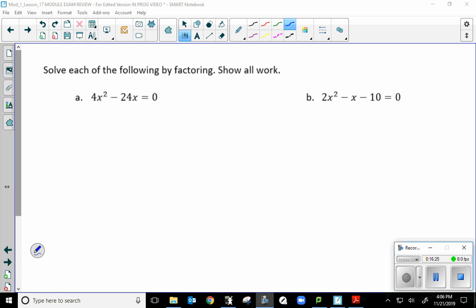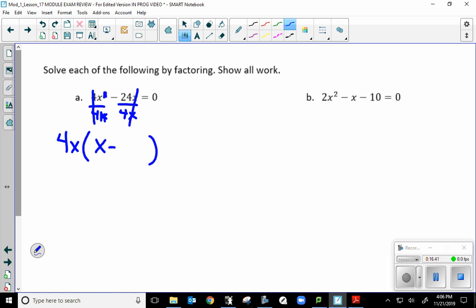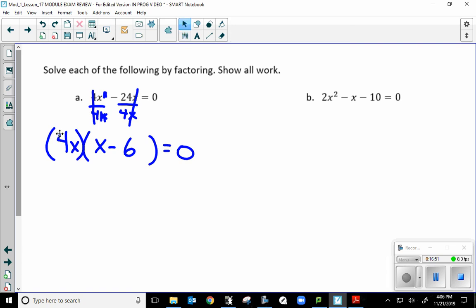Both of them have a 4 and an x as a greatest common factor, which means I'm going to divide both sides by 4x. 4's go bye-bye, and one of these x's go bye-bye. So I have an x minus. The x's go bye-bye. 24 divided by 4 is 6 equals 0. So now I really have this factored out nicely.